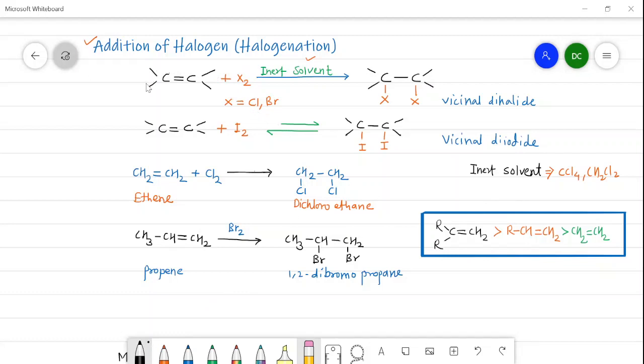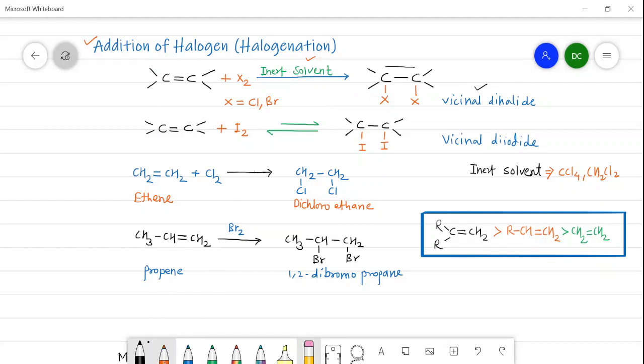So when alkene is treated with the halogen in presence of inert solvent, we get a vicinal dihalide. Vicinal because the two halogens are attached to carbons and these carbons are neighboring. So it is vicinal.